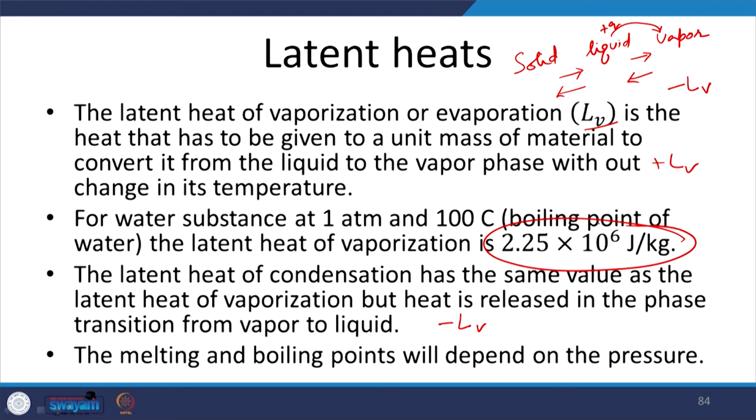So, if you take 1 kg of water at 100 degrees Celsius, then in order to convert this into vapor without changing the temperature, you should supply this much amount of heat. The melting point and boiling point will again depend on the pressure, right. So, this is some discussion about latent heats and various different values of temperatures, which will be used in our discussions ahead, right. So, we will stop here.